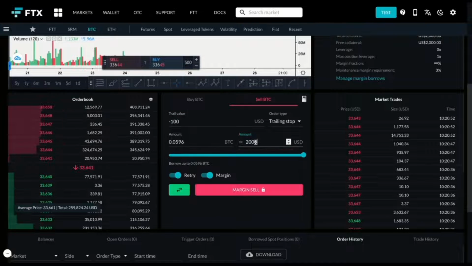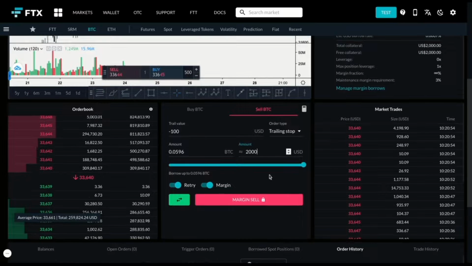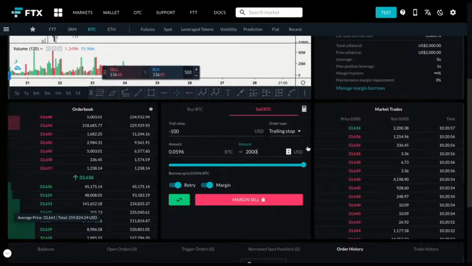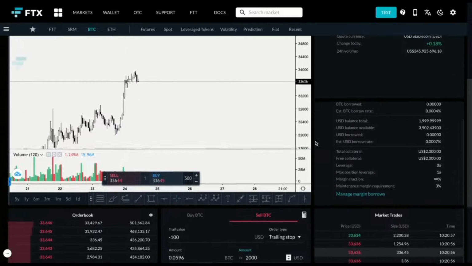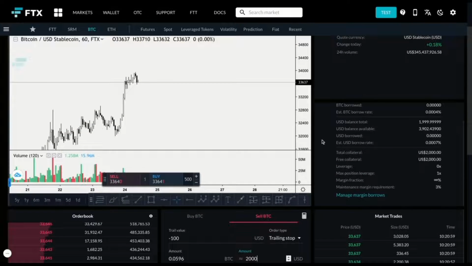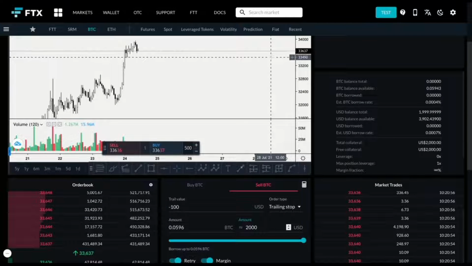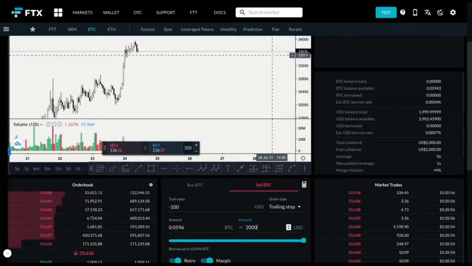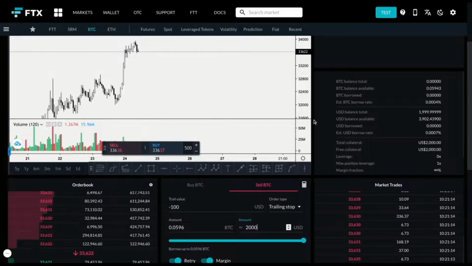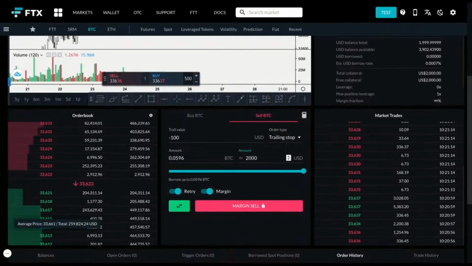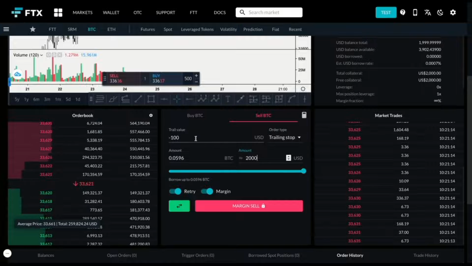All right, and let's say it was 2000. Then that means if you had placed this order and we're at 33,636, it's going to automatically calculate $100 off that, so 33,536, and place your trailing stop loss there, which means if price then hits that level, it's going to sell your Bitcoin. If price goes up, it's going to recalculate that trailing value every time the price makes a new high.